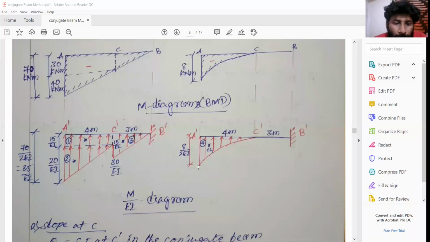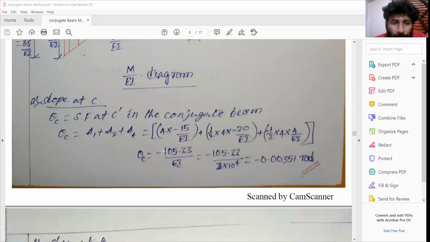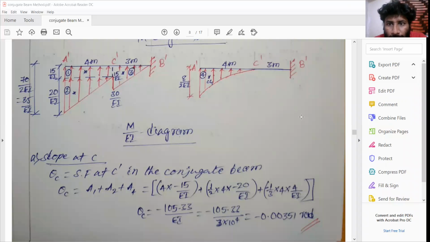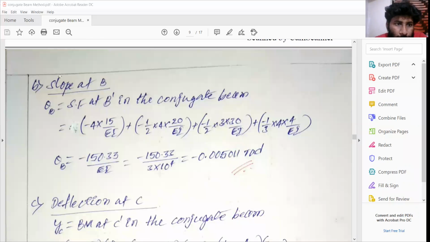So these values will be the shear force on the left of the section at B, and that will be the slope at B. So the final value is this much.